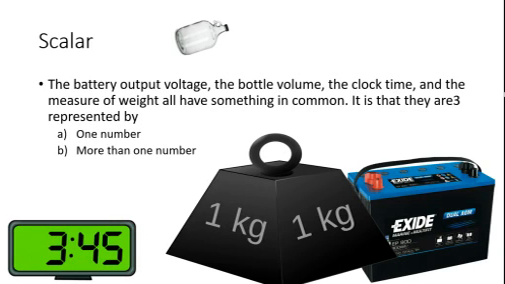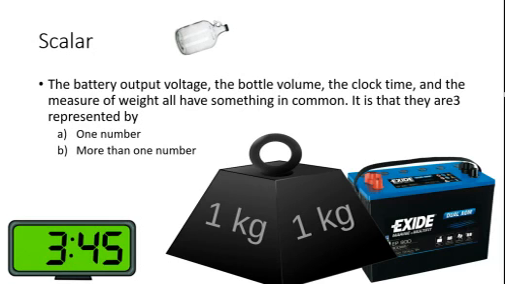Okay, so first, I'm going to talk about the difference between a scalar and a vector. First, a scalar. A scalar is something that just has one number. So it's like a weight, the battery output voltage, the volume of a bottle, a clock, a measure of the weight of something. These are all represented by just a single number.